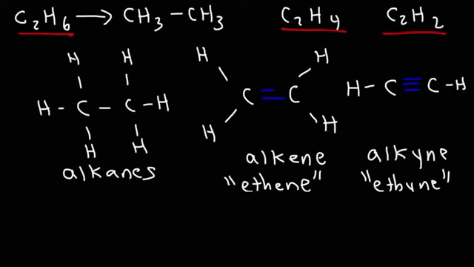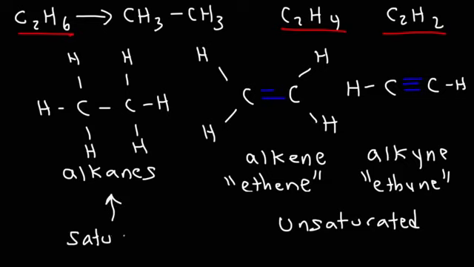Alkenes and alkynes are known as unsaturated compounds because they don't contain the maximum number of hydrogen atoms per carbon atom. Alkanes are known as saturated compounds. So make sure you keep this in mind. Now let's focus on the carbon-carbon bonds.